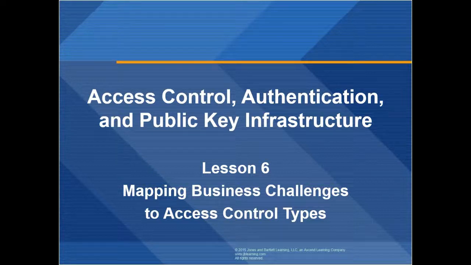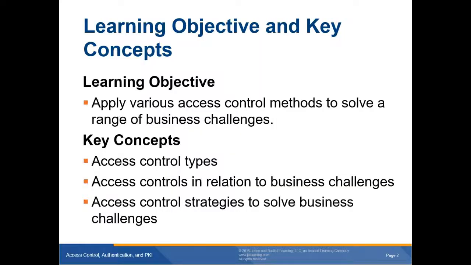Our chapter learning objectives: apply various access control methods to a range of business challenges, access control types, and their relations to business strategies. I'm also going to look at how control types apply to business challenges. What do we need to put in? These are some of the things we're going to be looking at this week: explain various access control types, map them, and create a comprehensive strategy.